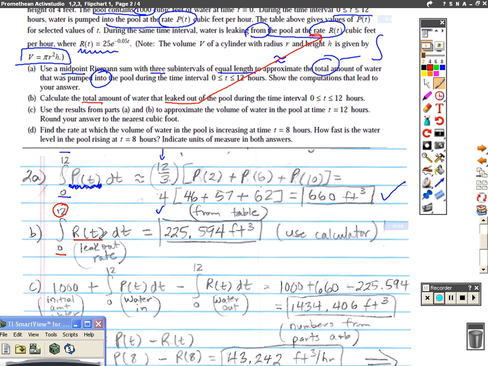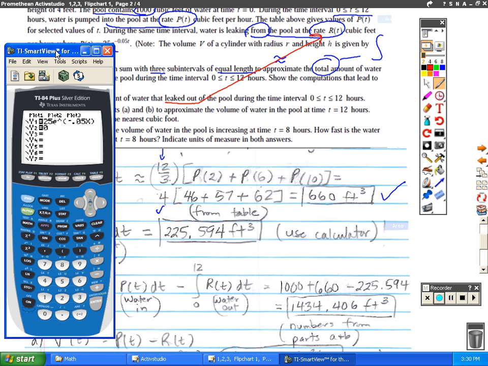This is my leaking out rate function, and when I integrate a rate, I lose the rate. I'm going to do that completely on the calculator. So if you look at my calculator, now in y number 1, I have the R of T rate.